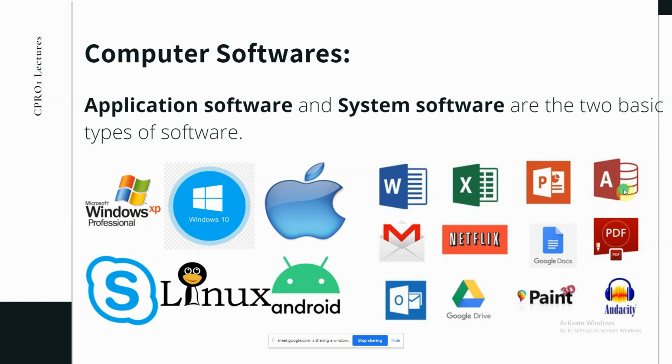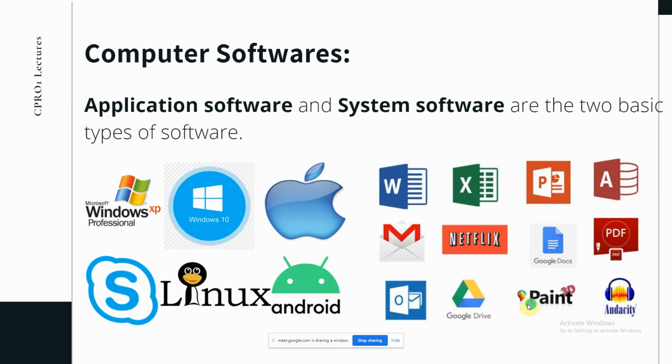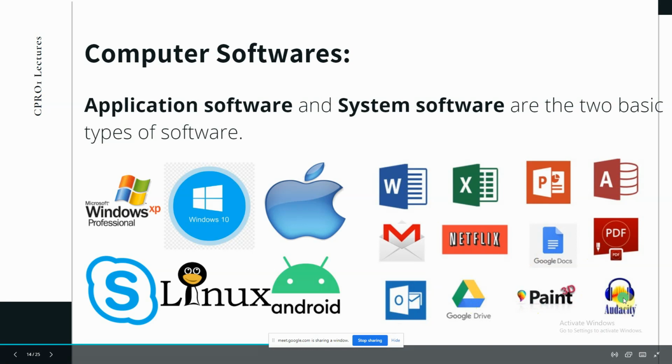This is Outlook. This is Gmail, Netflix, Google Docs, PDF file, PDF reader. This is for our email in Windows 10. This is Google Drive, the 3D Paint, and the Audacity music player.